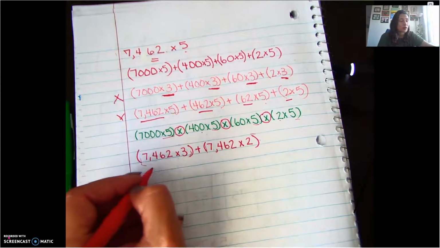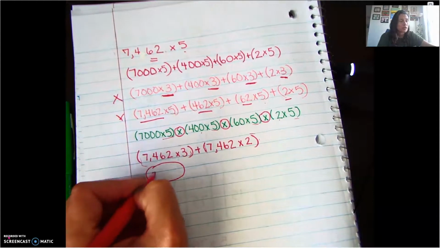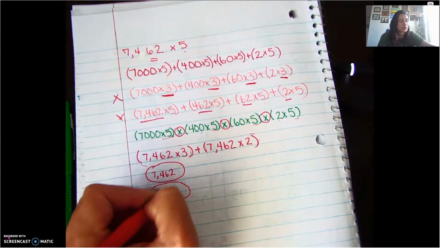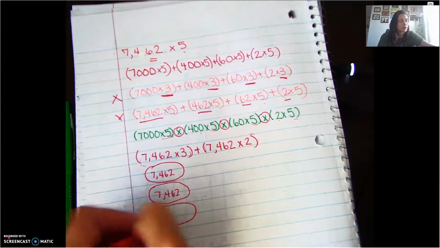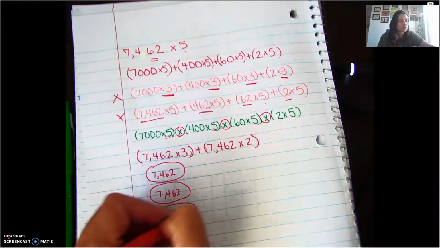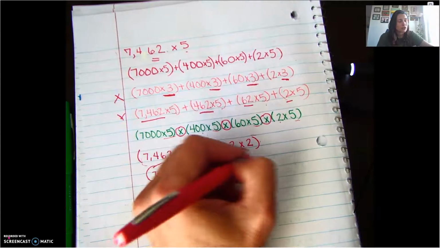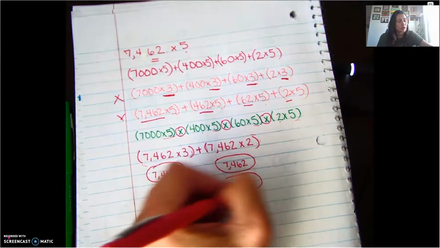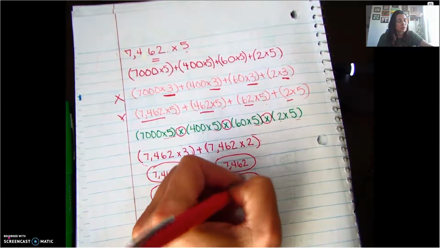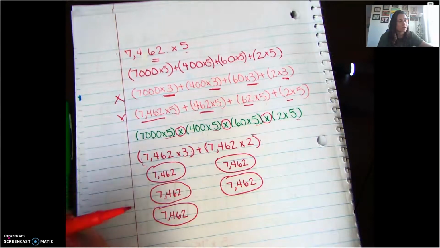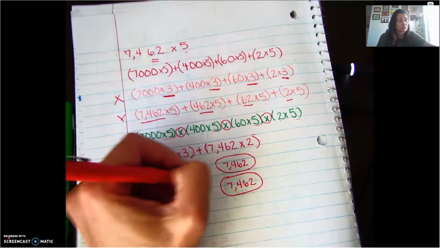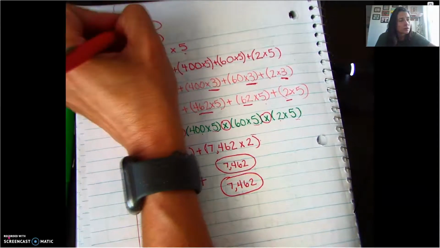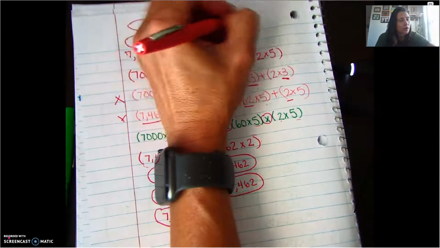Well, we can draw a picture here if we wanted. This is 1 7,462. This is 2 7,462. This is 3 7,462. All right, then this is 2 7,462. And this is 2 of them. So we have 1, 2, 3, 4, 5. All right, and then we add them together. That's the adding, that's important. So let's look up here.